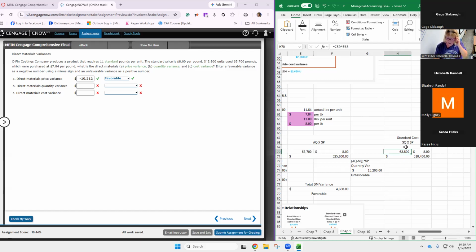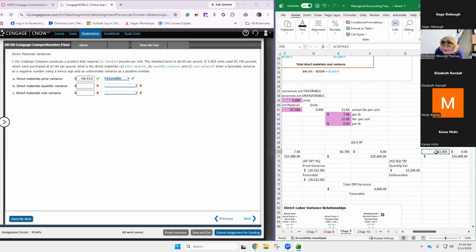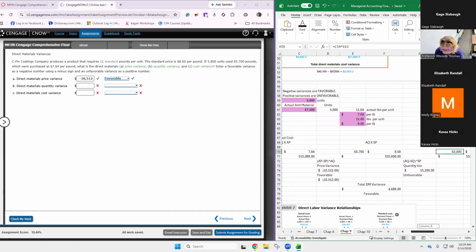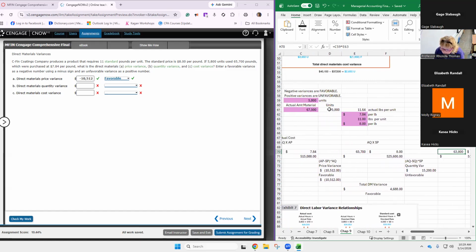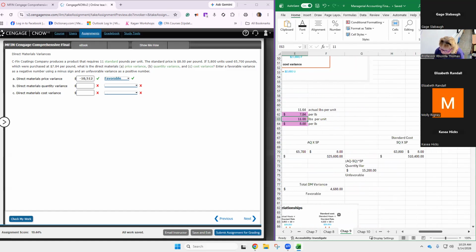Now here comes the hardest part, which is to find the standard quantity we should have used. So to get this, let me show you. You'll want to use the actual units that we created, but times the standard pounds per unit. So I'm going to show how this is calculated here.